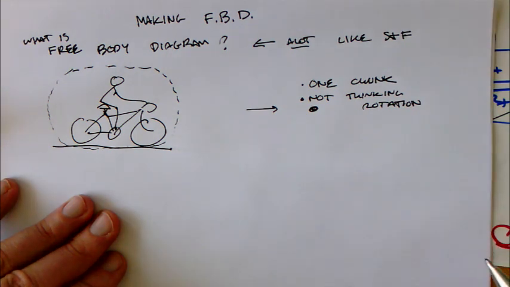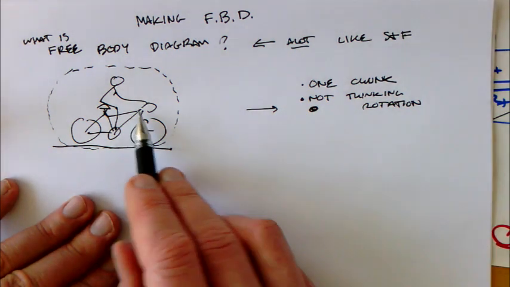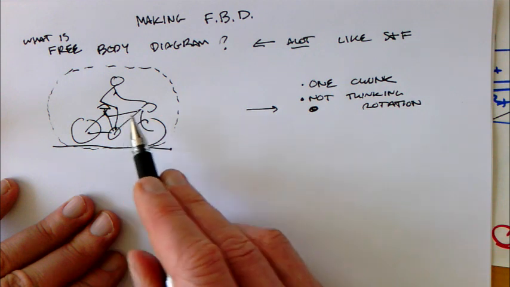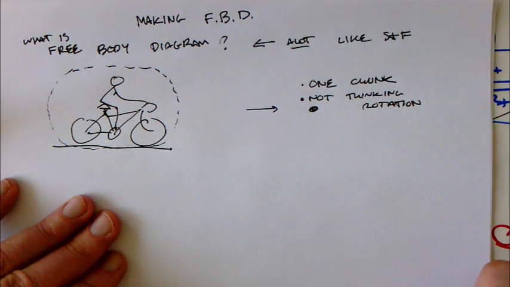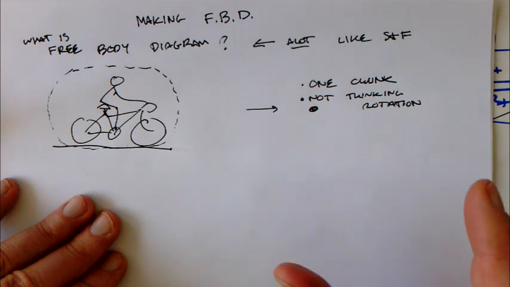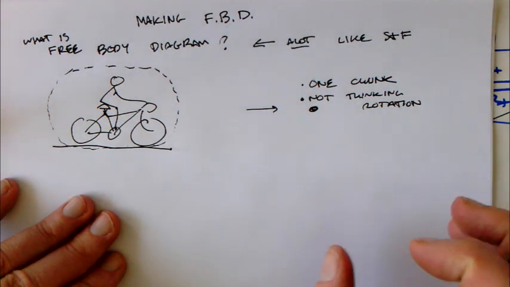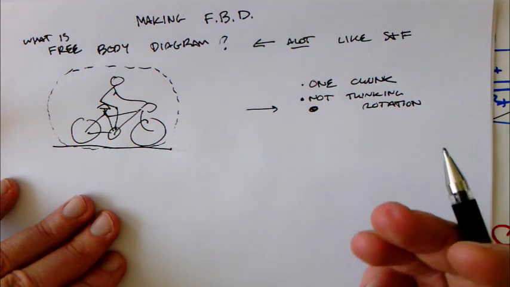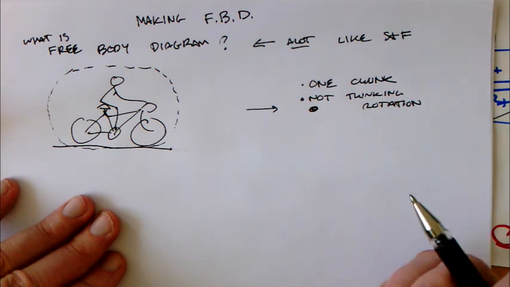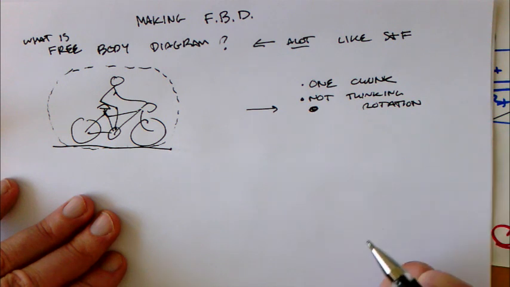Now, it's often the case that when people go from this and say, okay, it's one chunk, I'm not thinking about rotation, they'll start to just use a dot to represent the free body diagram. And I actually don't think that's a great idea. Personally, the reason is it disconnects you from thinking about what the interactions are, and that's actually what you really need to do in drawing a free body diagram: think about interactions. So I want to be more careful than that.